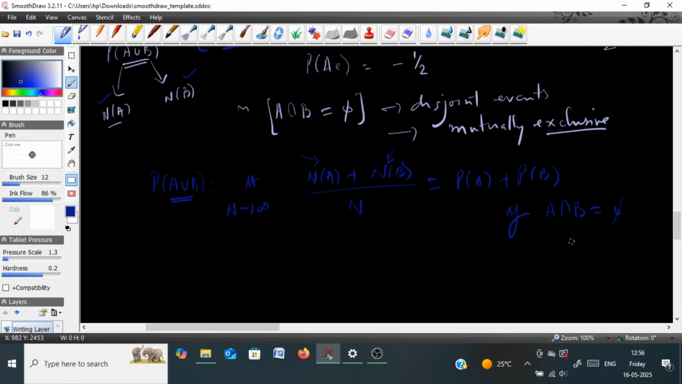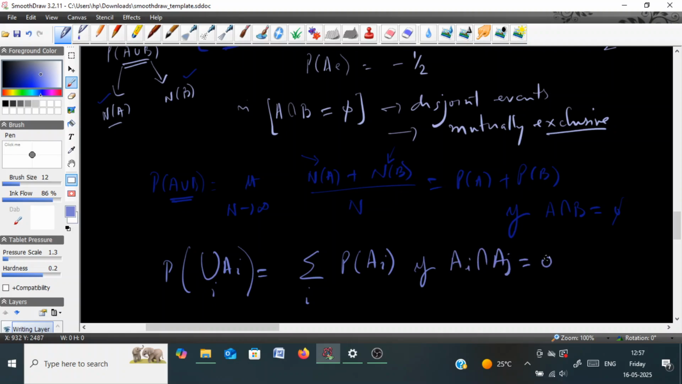So you can extend this result and generalize it, that the probability of the union of AI over I will be equal to the sum of the probabilities of AI over I, with the condition that AI and AJ form disjoint events for I not equal to J. So if all the events are mutually exclusive or disjoint, then the probability of the union of all these events is equal to the sum of their individual probabilities.